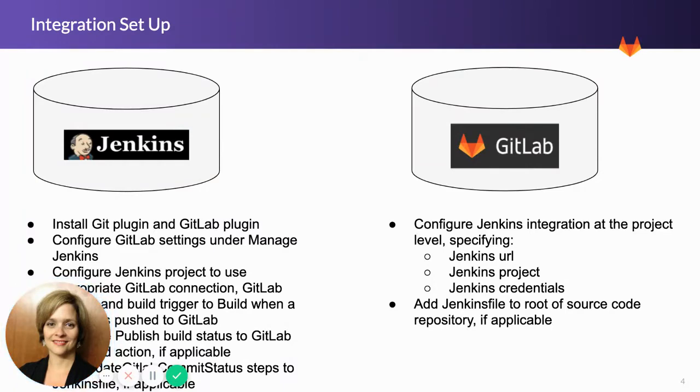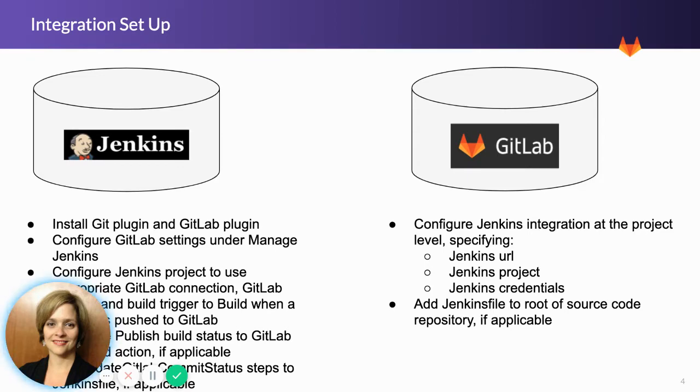In order to set up the integration, there are some things that need to be done on both the Jenkins side and the GitLab side. So first, on the Jenkins side, we need to make sure that the Git plugin is installed as well as the GitLab plugin. There are also GitLab settings that need to be configured in the main area where you manage Jenkins. And then you have to configure your Jenkins project to use the appropriate GitLab connection that you've configured, as well as the GitLab information for the project, and you have to specify that you want to trigger a build when a change is pushed to GitLab.